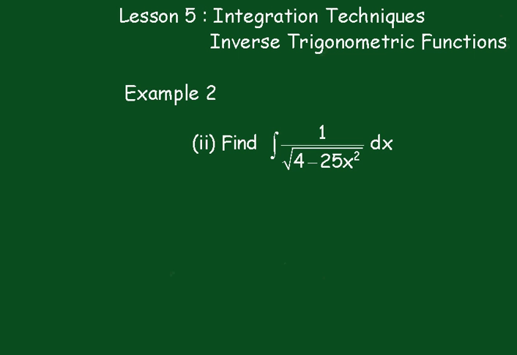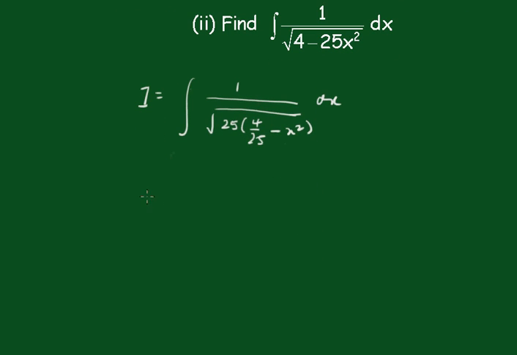Right, number 2, we have to find the integral of 1 over the square root of 4 minus 25x squared dx. Now again, I'll take out that 25 and I'll write that as the integral being equal to 1 over square root of, this will be 25, that'll be 4 on 25 minus x squared dx. 25 can go right out now and stick out in the front of the integral sign. That's 1 on 5.